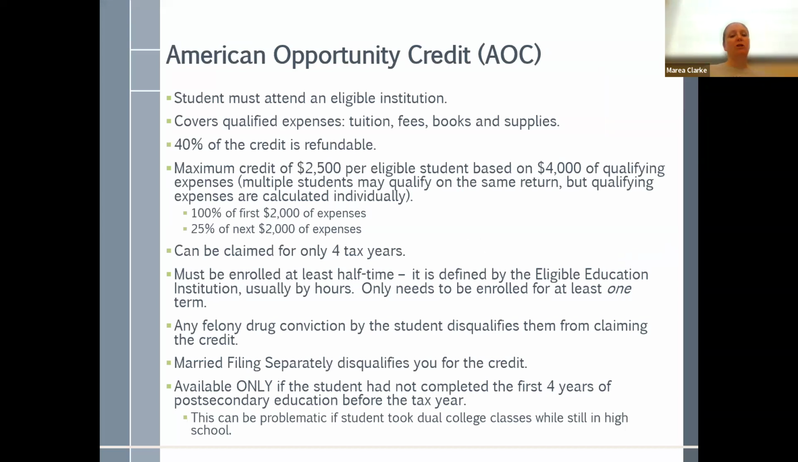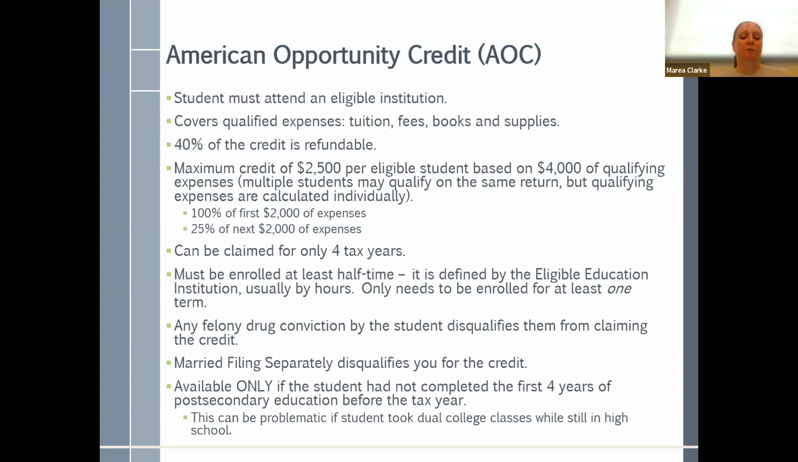The American Opportunity Credit is the best. Basically, 40% of the credit is refundable. It's a maximum of $2,500, so that's where that $1,000 of refundable credit comes from. It's based on having up to $4,000 of qualifying expenses: 100% of the first $2,000, and then 25% of the next $2,000. So it's a big credit, it adds up.